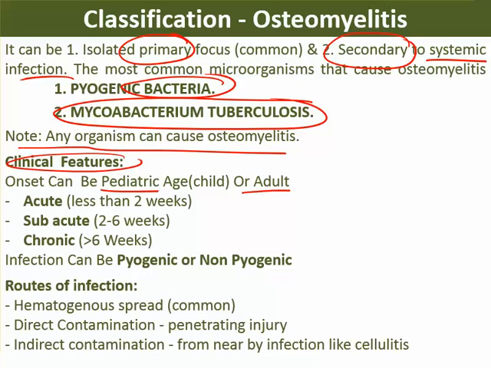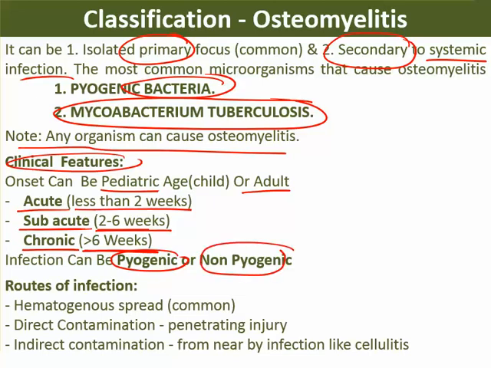And by the duration of infection, if it is less than 2 weeks, it is called acute osteomyelitis. If it is between 2 to 6 weeks, it is called subacute osteomyelitis. If it is more than 6 weeks, it is called chronic osteomyelitis. If the infection is producing pus, it is called pyogenic osteomyelitis. If it is not producing pus or fever, it is called non-pyogenic osteomyelitis. Regarding routes of infection, the most common is hematogenous.